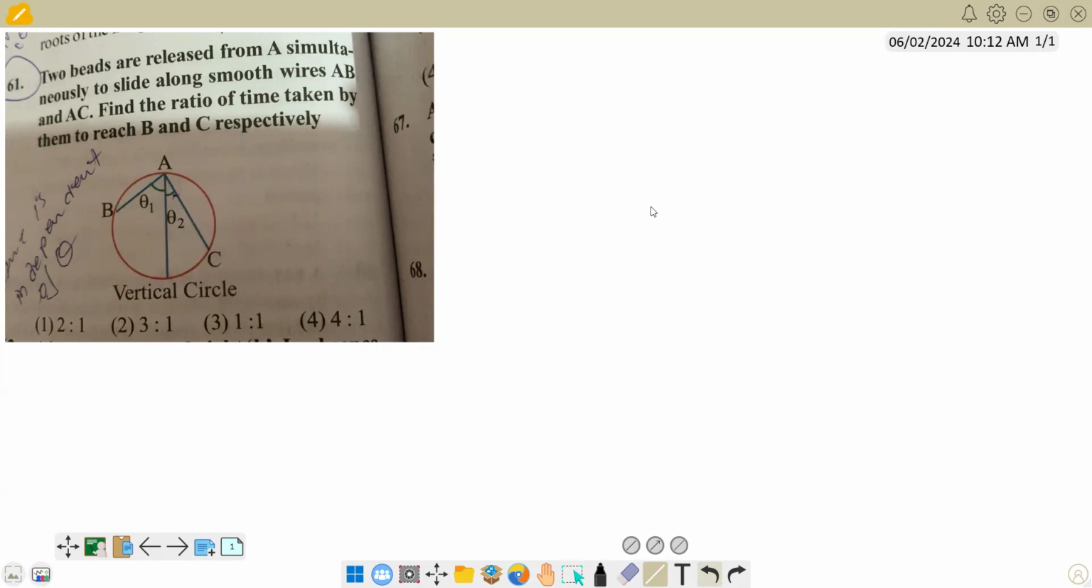So one body is traveling from A to B in this way. Another body is traveling from A to C in this way. That circle was given only as a reference so that we can solve the problem easily. But the actual path of the body is this one. So it is traveling in this way. That's the first thing we have to understand in solving this problem. This is A, this is B, and this is A, and this is C, theta 1 and theta 2. So one body is traveling along this path, another body is traveling along this path.